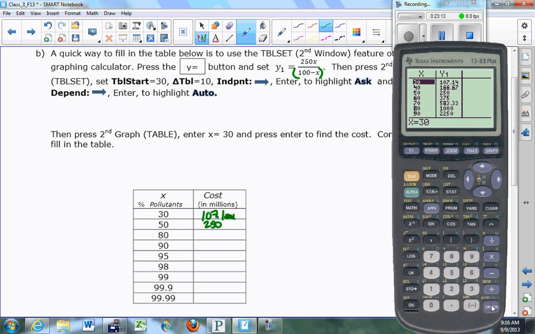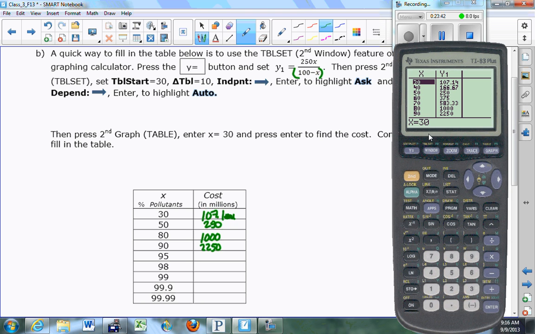Second table. Yep. I think it just comes automatically. 80 is what? 1,000. So what is that? 1,000 millions or a billion, right? So that's equal to 1 billion, right? And then at 90, it's 2.25 billion or 2,250 millions. Okay. So notice these are all incremented by 10.